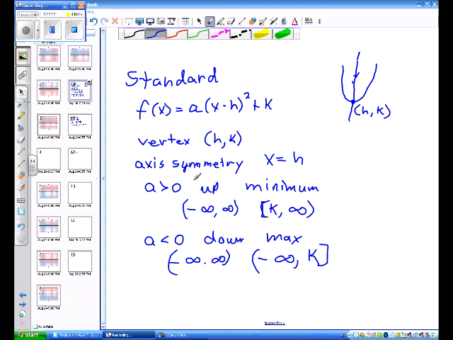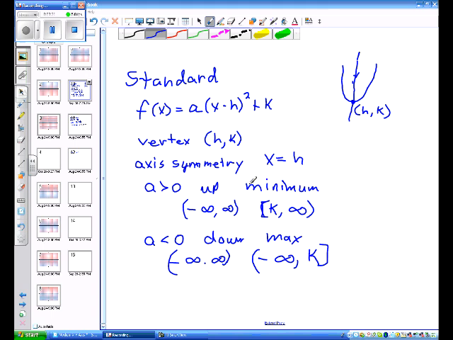We've been looking at graphing our quadratic functions, and we've looked at them in two different forms. We've looked at them in what we call standard form, which is f of x equals a times (x minus h) squared plus k. In this form, (h, k) is your vertex. It's either your lowest point or your highest point on the graph. It's where your graph changes directions. The axis of symmetry is x equals h.